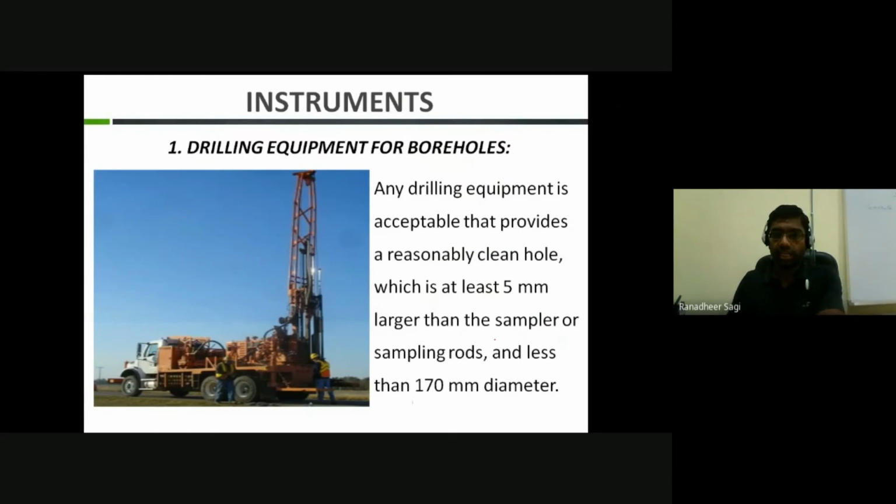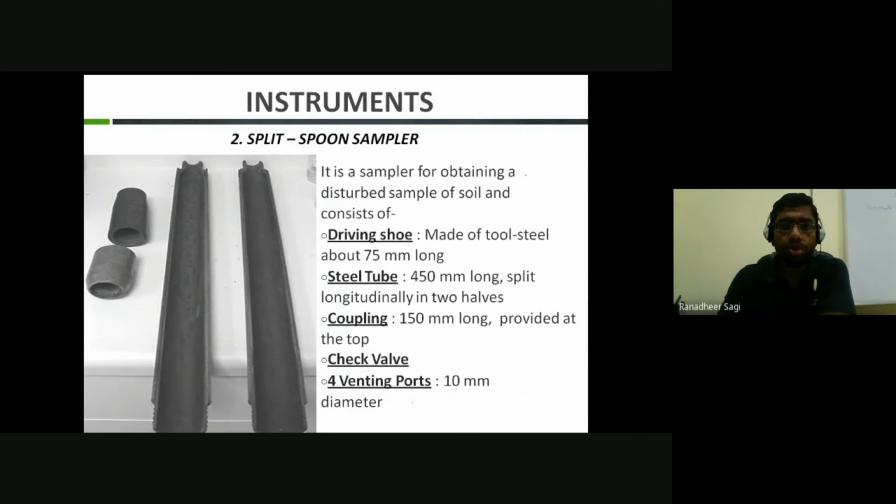So let's quickly go through each of those that we are talking about. We are going to be using the typical type of equipment suitable for that soil condition for making the borehole.